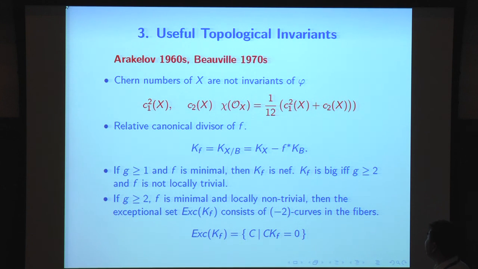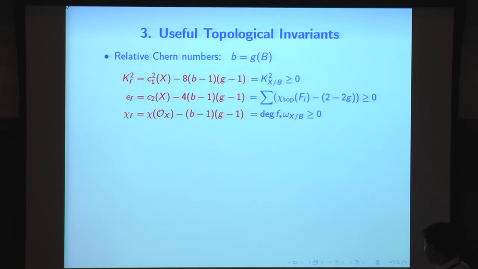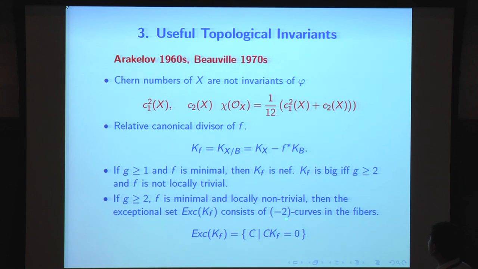This is very clear, this set. It consists of minus one curves in the fibers. So from this set, we know the property of the canonical divisor, relative canonical divisor. Okay, how to get invariants from this one?